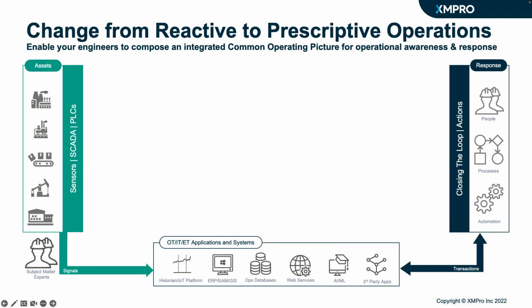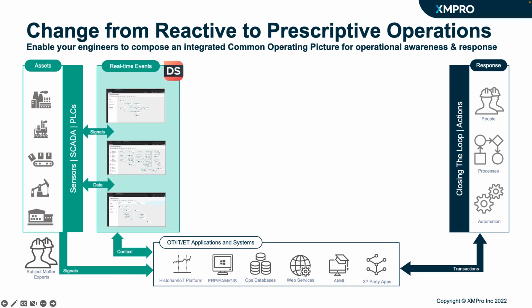Now, how this common operating picture fits in most typical organizations: you already have assets that have sensors, SCADA, PLCs, all of that. There's hundreds of different systems in your business already, historians, ERPs, all sorts of operational databases, and we're seeing the emergence of AI and machine learning tools and a whole bunch of other third-party applications. And what you're trying to do is manage that through people, processes, and technology automation that you may already have. So how you respond to that when things happen.